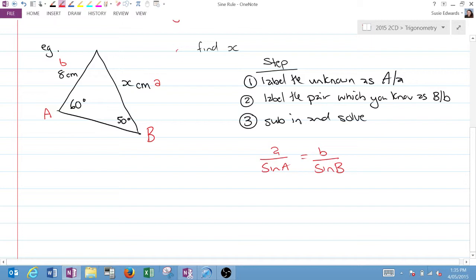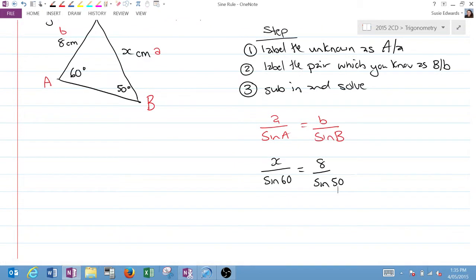We then sub in the numbers. So we've got, what's little a? x over sine 60 equals 8 over sine 50. Does anyone know how this would be arranged? Yogi? Yeah, so we can move sine 60 to the other side. So what you actually do is you move both the sine 60 and the sine 50 to the other side, and then you move the sine 50 back again, is the official algebraic way of doing this.